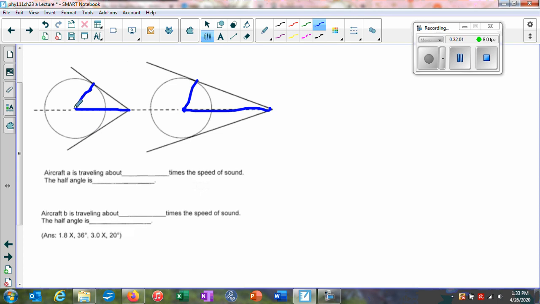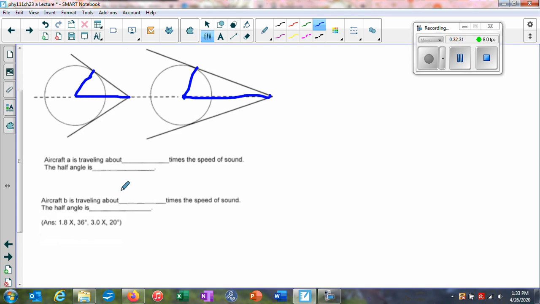So to figure out, this is aircraft A, this cone, how fast is it going? Measure this. It does not matter what unit you use to measure this. All that matters is the ratio. So if I tell you this is 2 inches and this is 1 inch, this plane is traveling 2 times the speed of sound. If you were to measure these, if you printed out that review packet and you measured these, this plane is going at 1.8 times the speed of sound. You can measure the half angle. If you have a protractor, it'll be 36 degrees. I'm not asking you to have a protractor, so don't worry about that. But this is the half angle, and I think most of you got that. It's this right here, the top of the cone to the path of the plane.